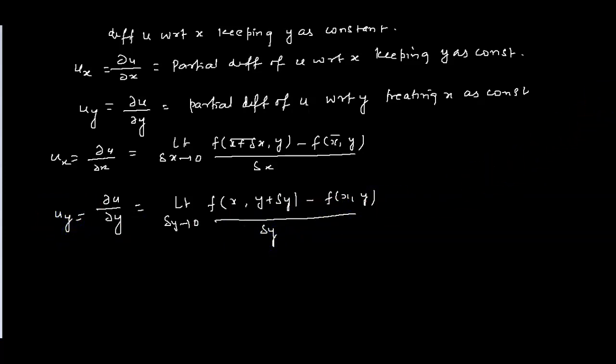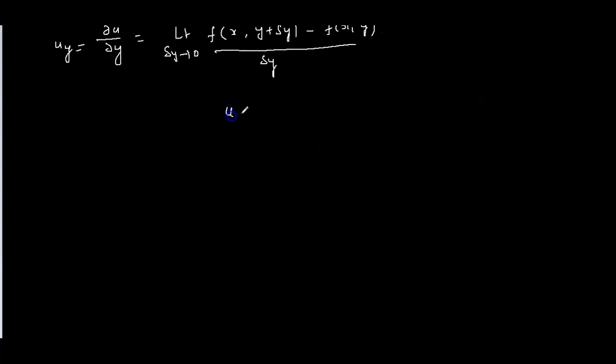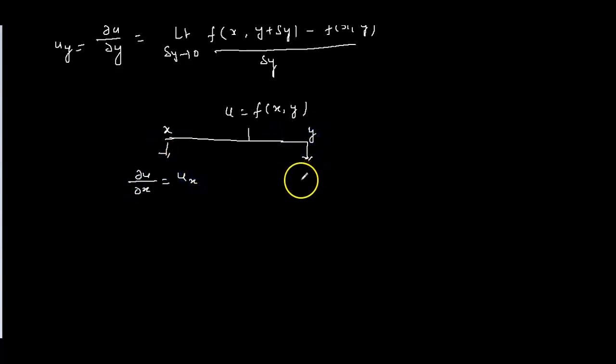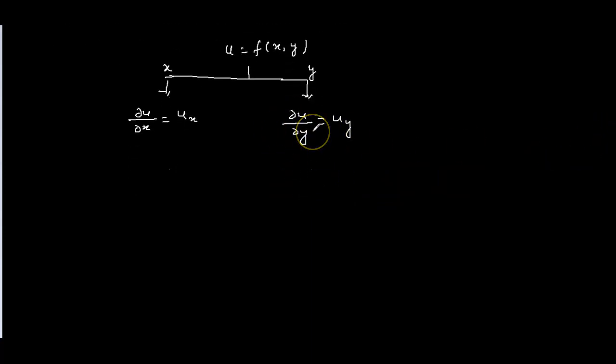So mainly, if we are given the function u equal to f of x y with two variables, you can differentiate partially with respect to x, treating y as a constant, that is del u by del x, also called u of x. Similarly, we do partial differentiation with respect to y, that is del u by del y, also called u of y. Now, these are the first order derivatives.